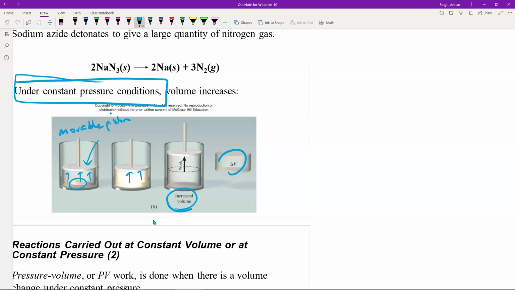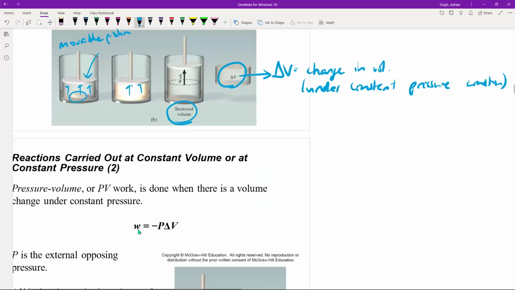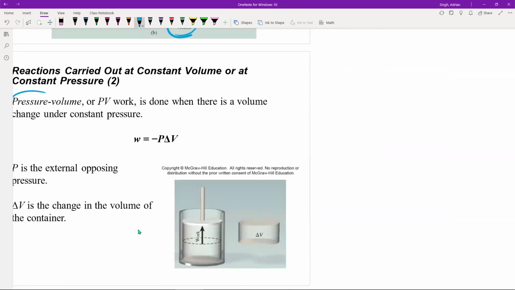Guess what? There's a change in V. There's a delta V, right? Delta V here means change in volume when we have constant pressure conditions. And this is a very important, very common example of work that can be done by a system. It's called pressure volume or PV work. And that is done when there's a volume change.